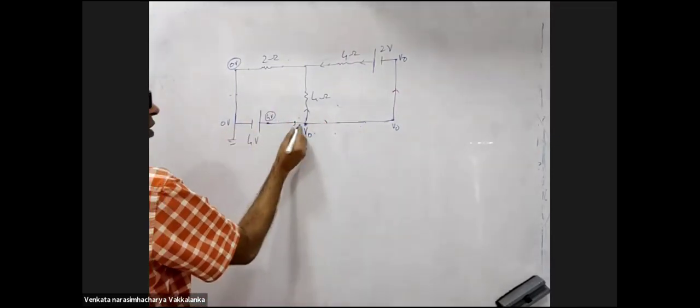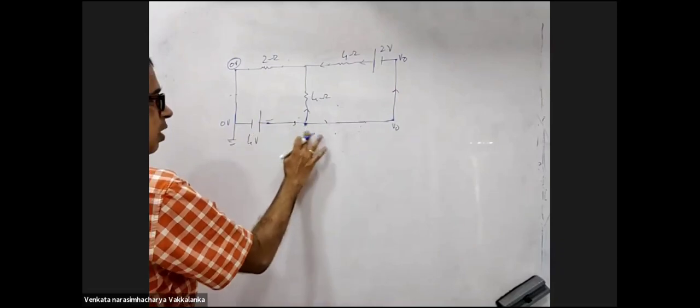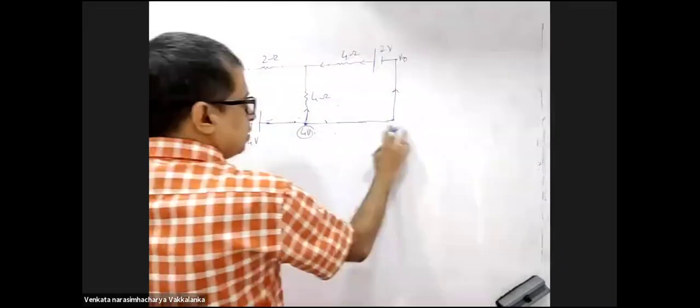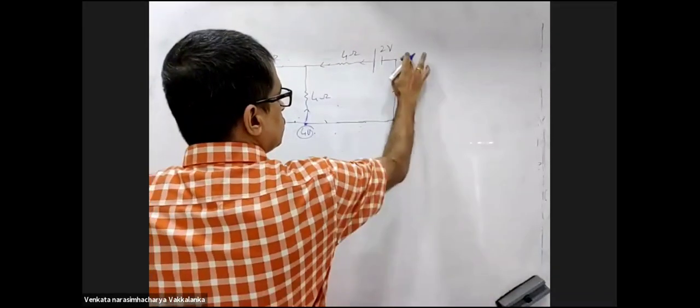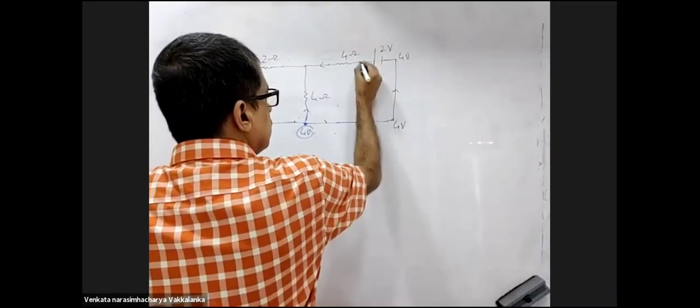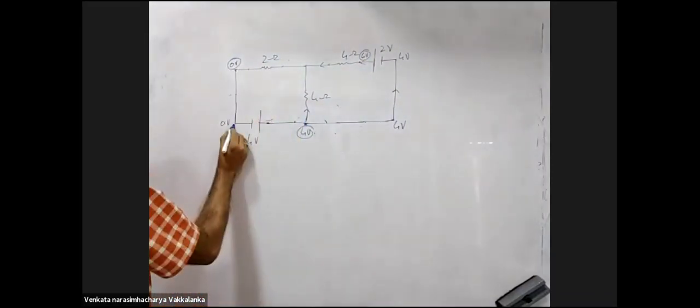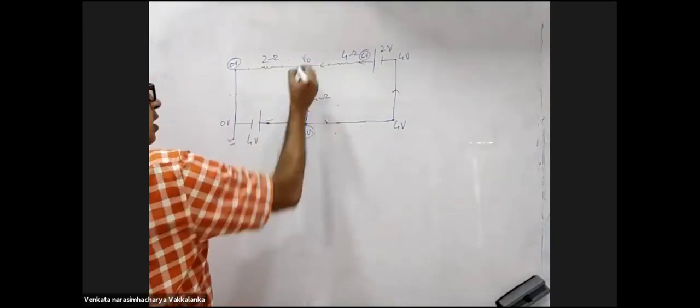I took this to be 0. Then this will not be V0. This will be 4 volts. What will this be? 6 volts. This was 0. This is 0. I take this to be V0.